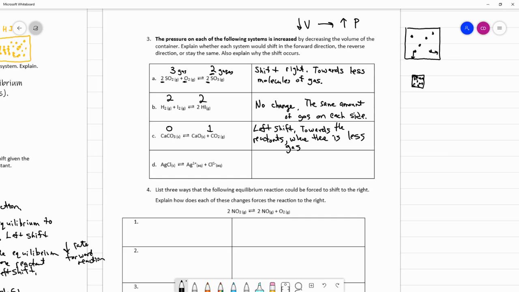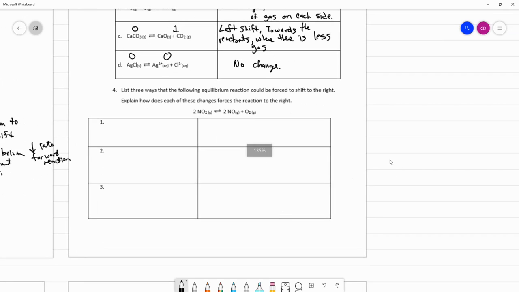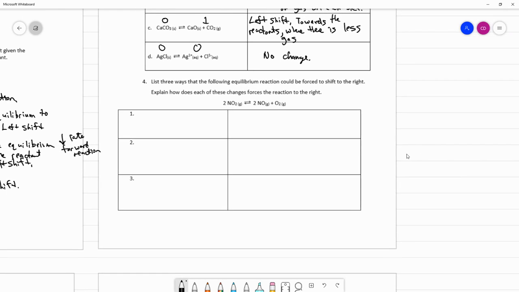Okay, and for letter D, we have no molecules of gas and no molecules of gas, so this will also have no change. If there's no gas present in a system, changing the pressure is not going to have an effect on the equilibrium. Okay, let's look at number 4. Here we are given a reaction, and we are asked to list 3 ways that the following equilibrium reaction could be forced to shift to the right. So we are looking for how we could make more products. That's what the right shift means.